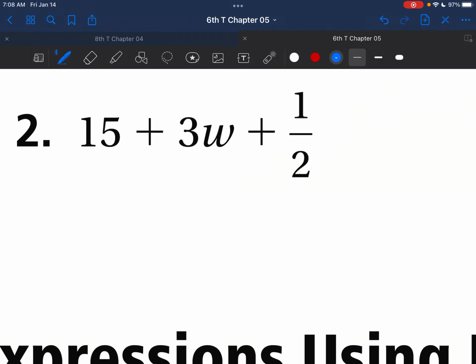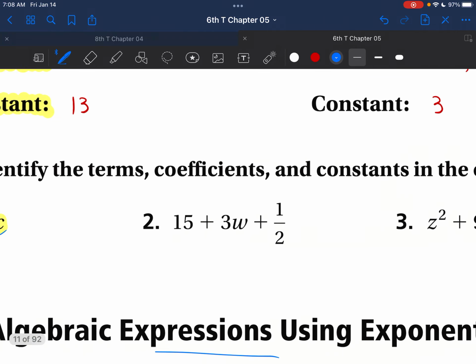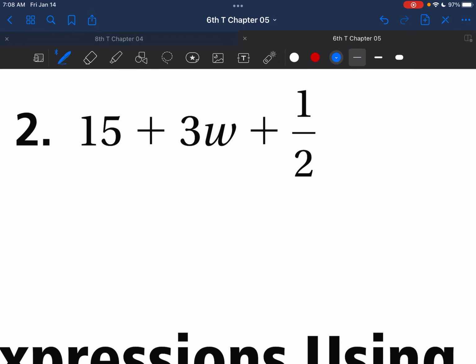Here we go. Let's see what the words are. Identify the terms, coefficients. All right. They're not asking us to solve anything. So let's label the words again. We have what are our terms, what are our coefficients, all right, and then what are our constants.